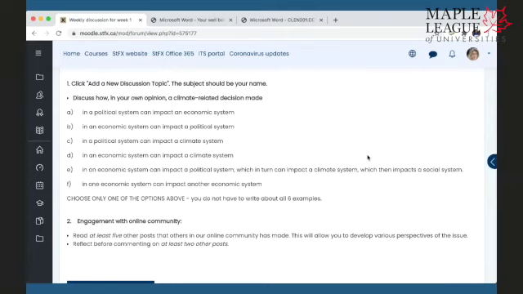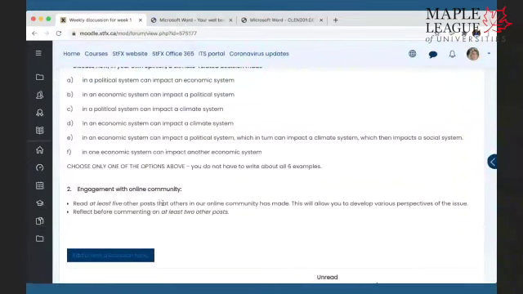So if a political system makes a decision to improve the climate crisis, for example, what kind of an impact could that have on an economic system? And then their engagement with the online community, they have to read at least 5 other posts and comment on 2 other posts. And that's standard. They have to do that every week.